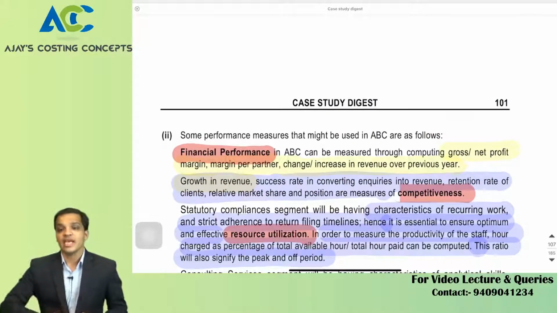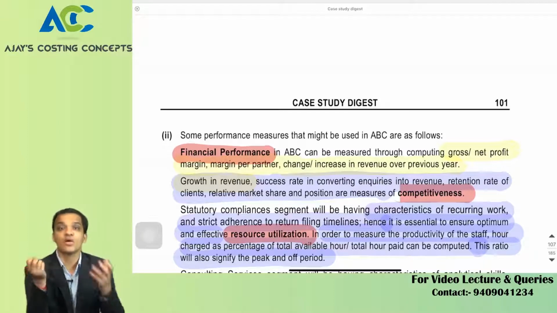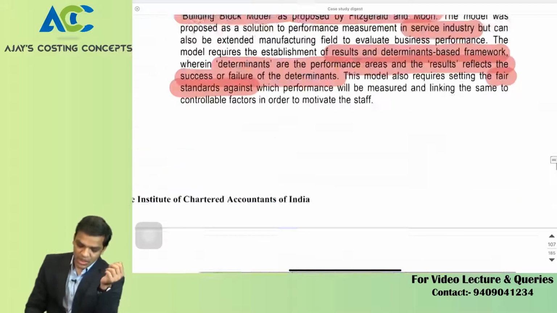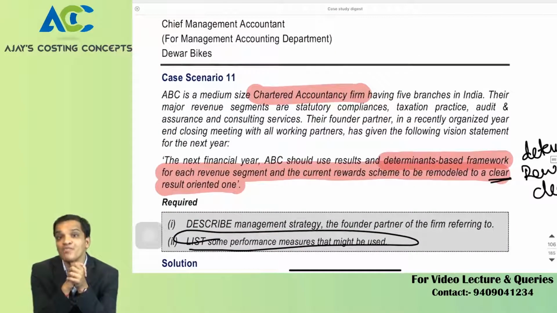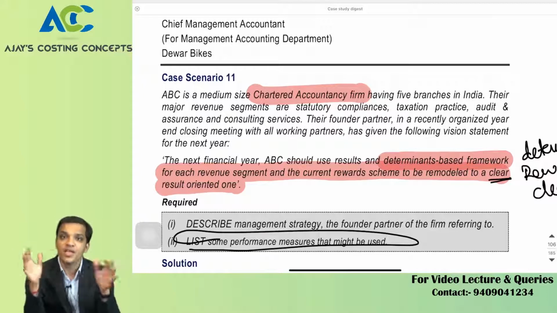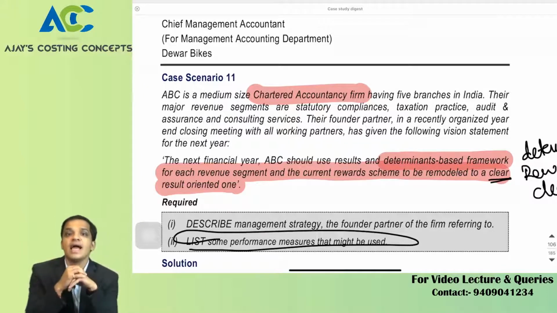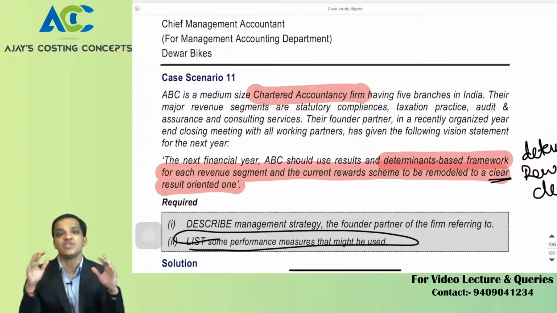This question can further be asked as how the rewards of this chartered accountancy firm, ABC medium-sized firm, should be. Then the answer would have been that the performance should be controllable, the reward should be clear, the reward should be controllable, and the reward should be motivating, right? What are the standards that the firm should follow? They should give equality, they should provide responsibilities, and the targets which are given should be achievable, right?